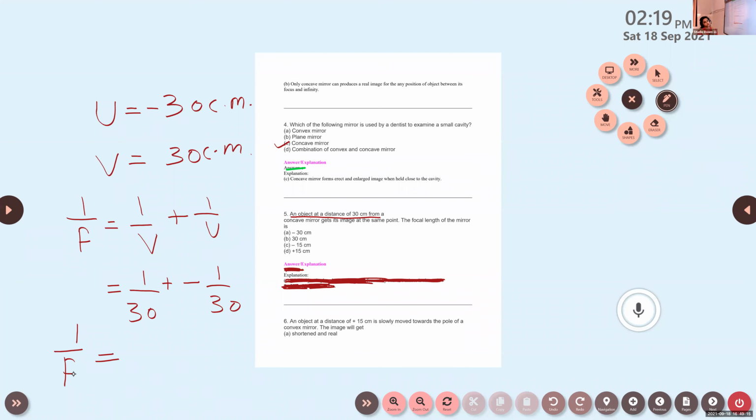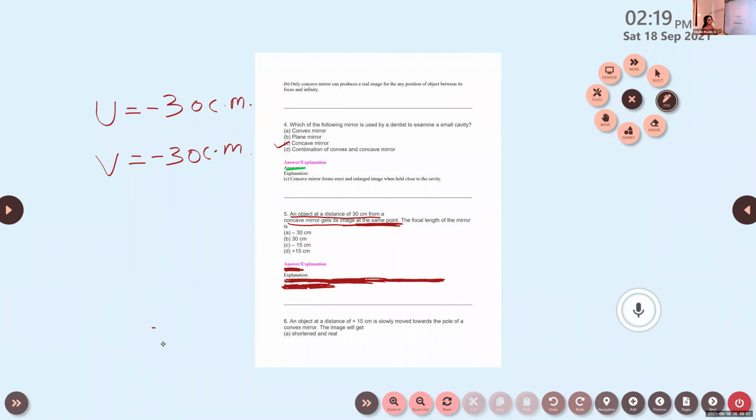And here, what about the image distance? Image distance is also negative. In this case, the image distance is also negative. Since it is a concave mirror, the image formed will also be on the same side of the mirror. Concave mirror gets its image at the same point. Same point means where you place the object, on the same side itself, you get the image. So the image distance is also minus 30. So minus 1 by 30, minus 1 by 30. It becomes minus 1 minus 1. Is it not clear? Negative 2.